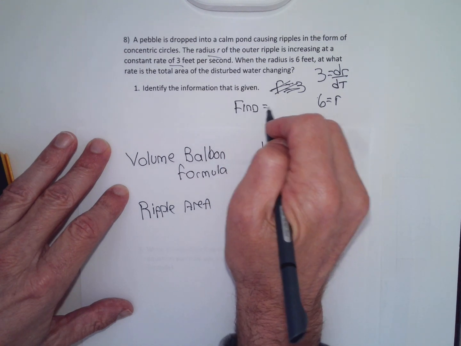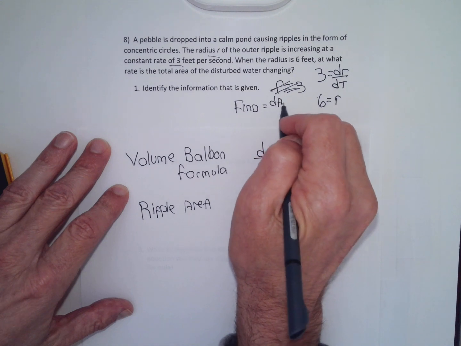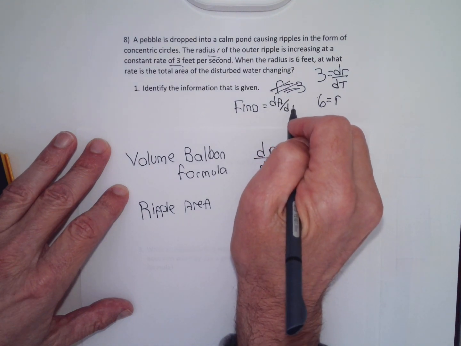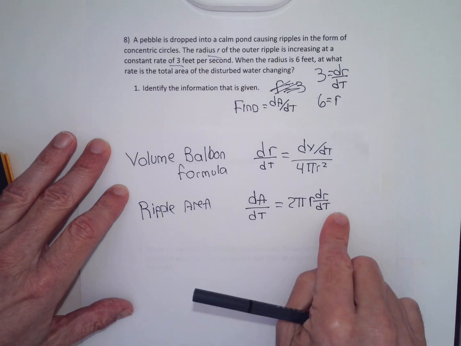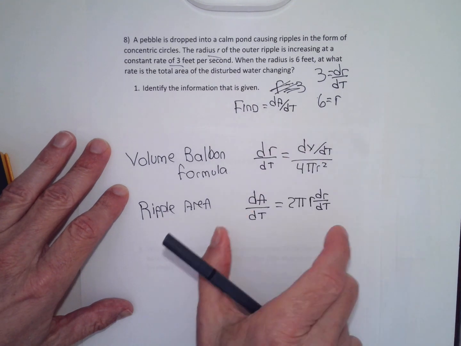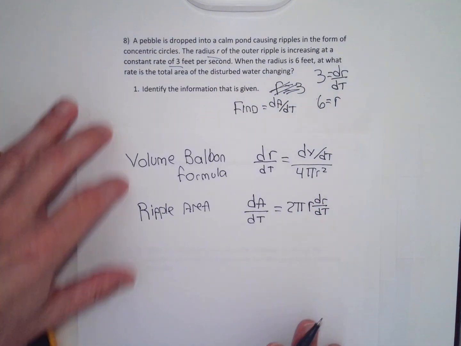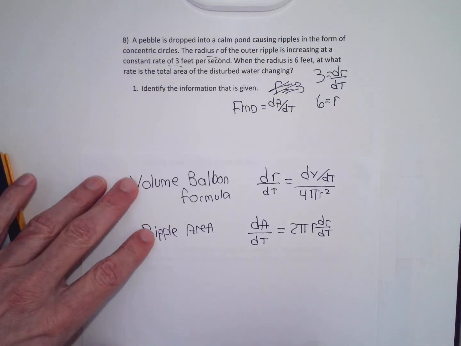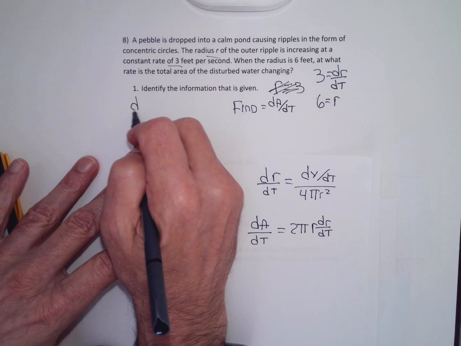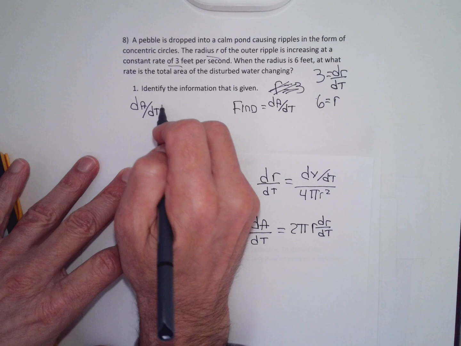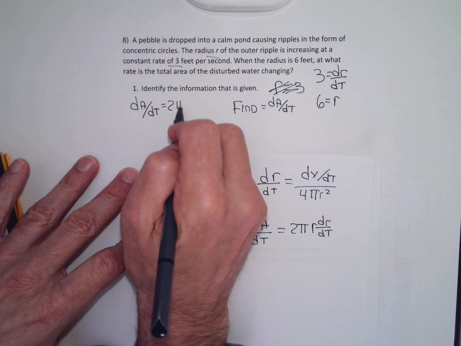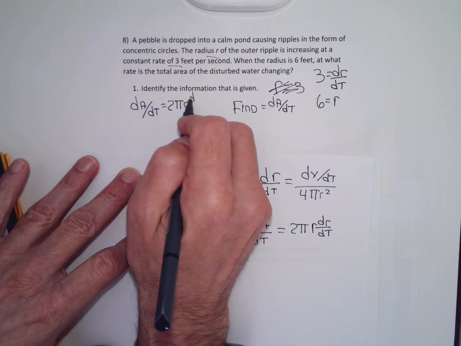So in this concentric circle of a pebble dropped into a pond problem, I always give you the r and the dr/dt. I ask you to find dA/dt, and this is the formula that I'm going to use. No need to recreate this since we already have it. So I'm going to use the formula. The rate at which the area is changing is 2 pi r times dr/dt.